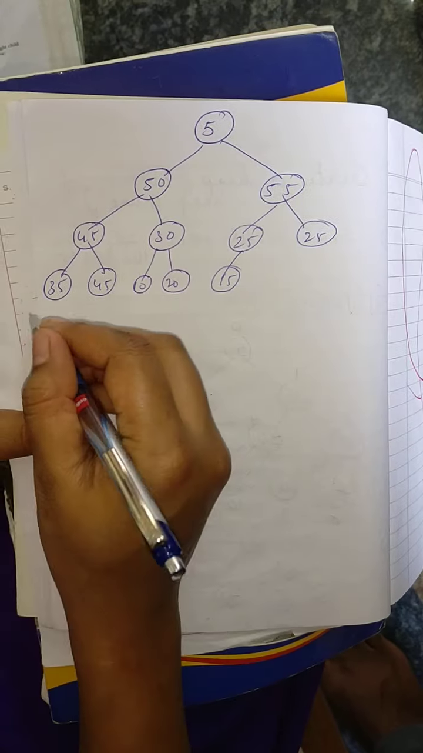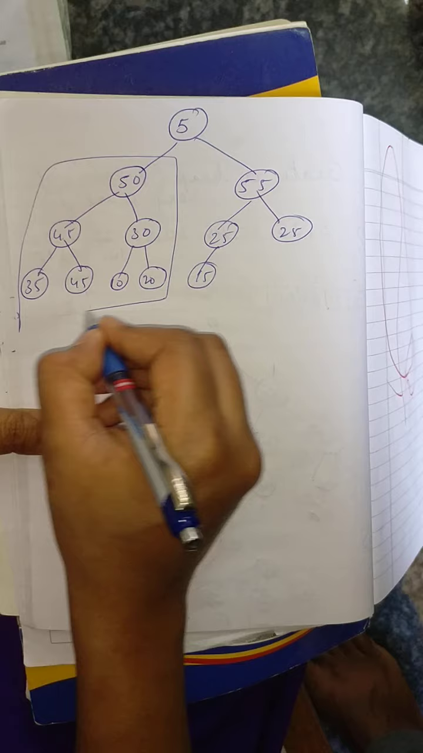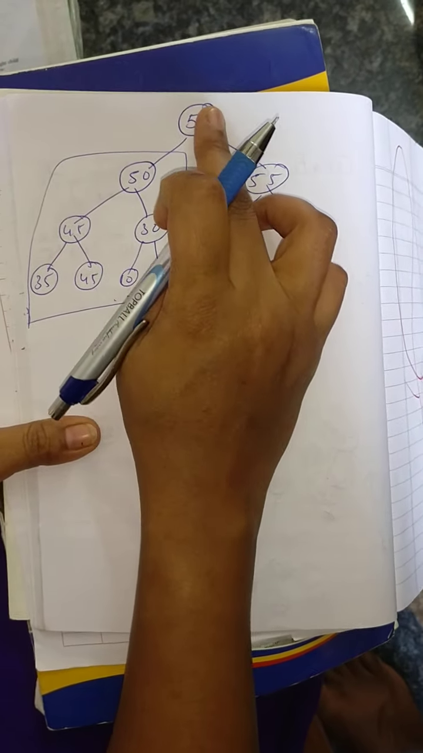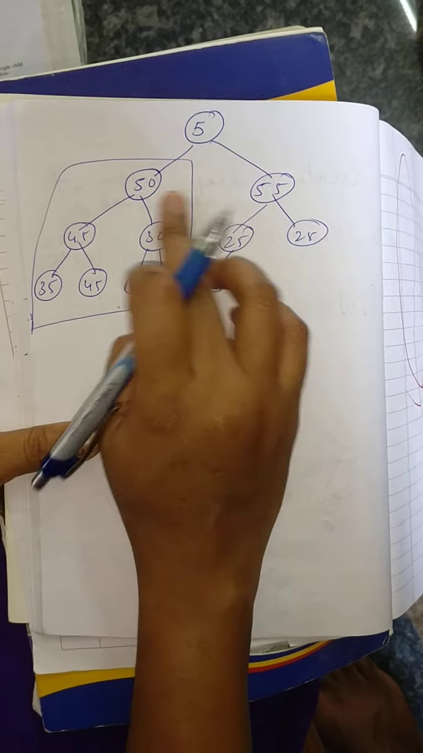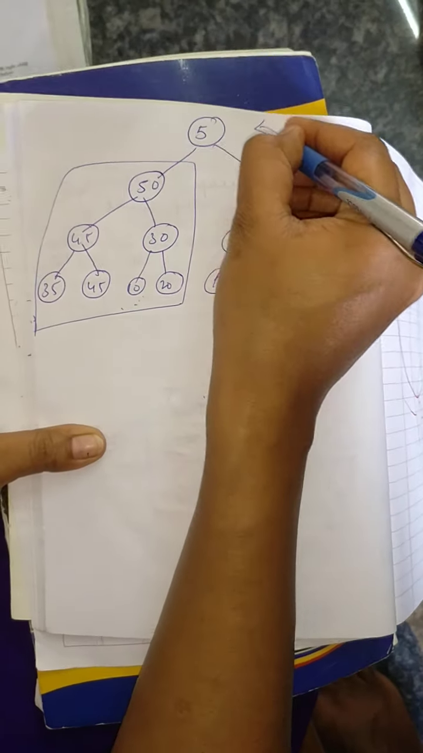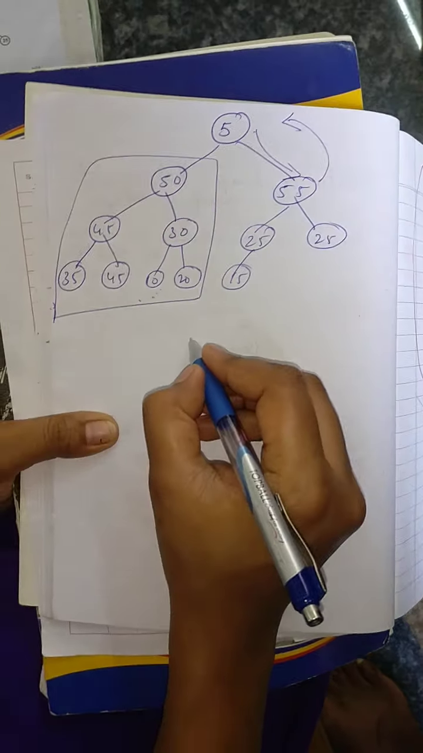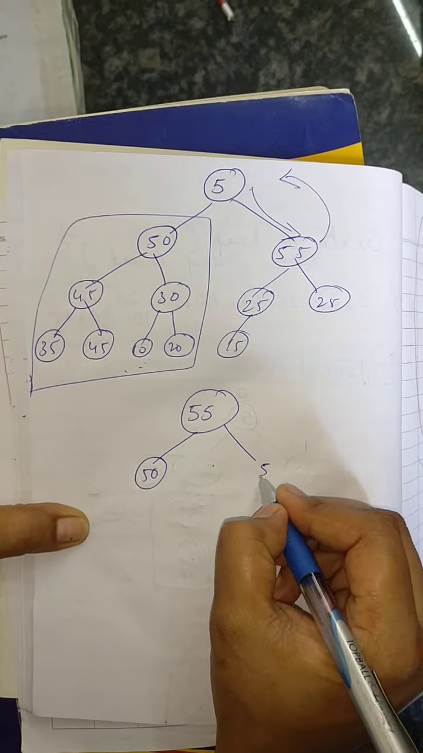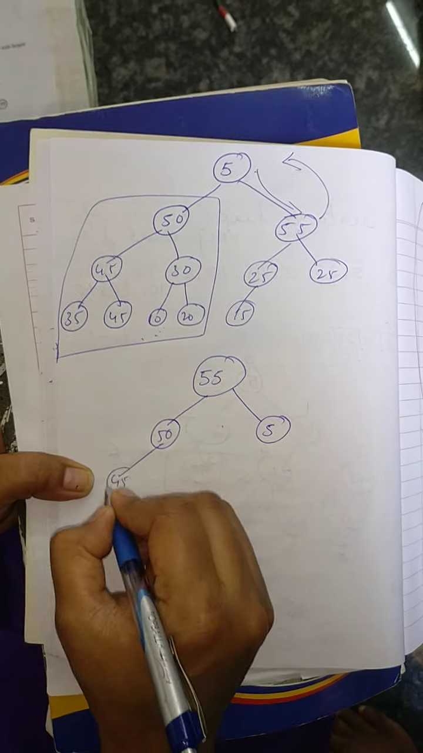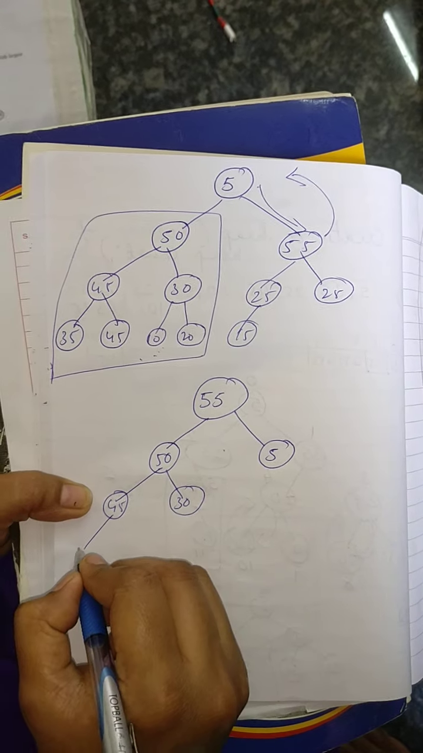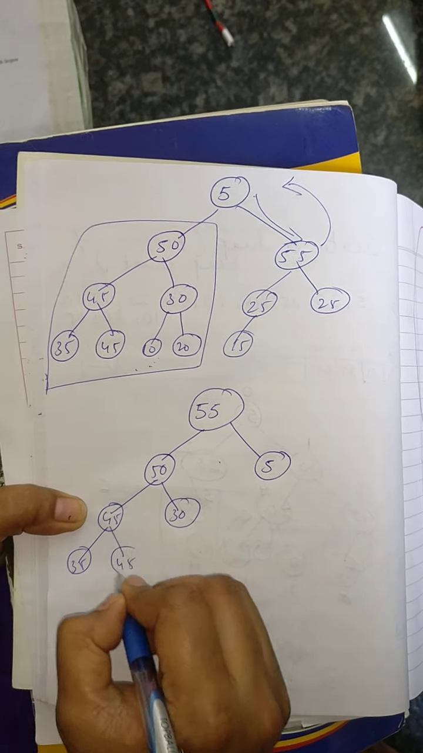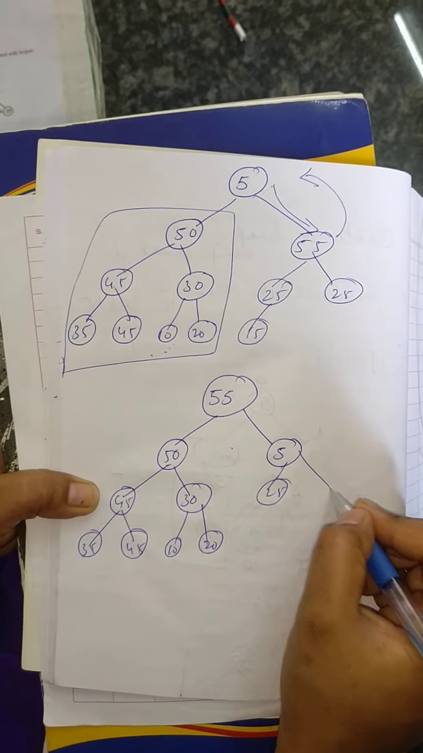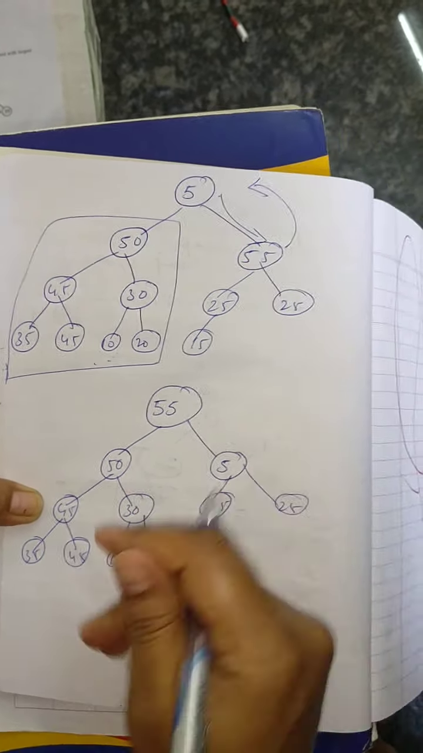After comparing this, now you have to consider the next non-leafy node, that is 5. What happens? 5 is swapped with the largest number. Which is the largest number here? 55. So 55 goes here, 5 comes here. So what happens? 55, then 50, here 5, again 45, 30, 35, 45, 10, 20, and this will be 25, 25 and 15.